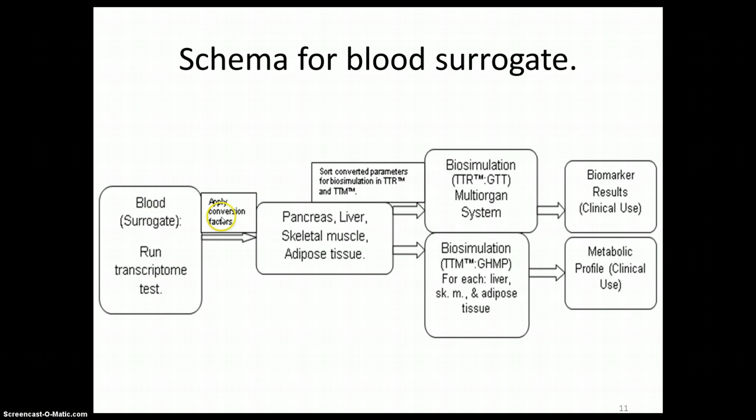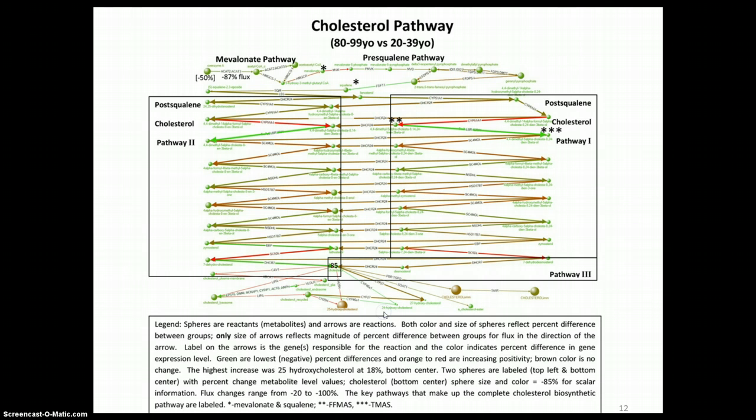Run the transcriptome, apply conversion factors, in this case pancreas, liver, skeletal muscle, adipose tissue, add nerve tissue for what we're thinking about here, sort the converted parameters for biosimulation in either the TTR, transcriptome to reactome, if it's a peptide like the glucose tolerance test that's shown here, a multi-organ system, or the TTM, glucose homeostasis metabolic profiling, the GHMP, and then you have the clinical utility. And of course, for research purposes, it's phenomenal.